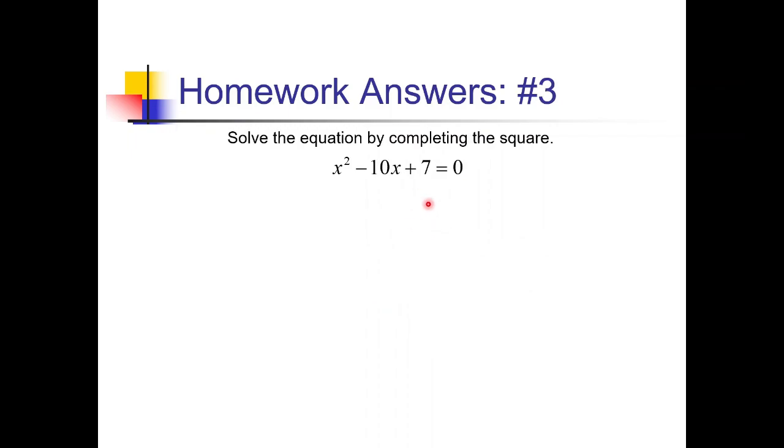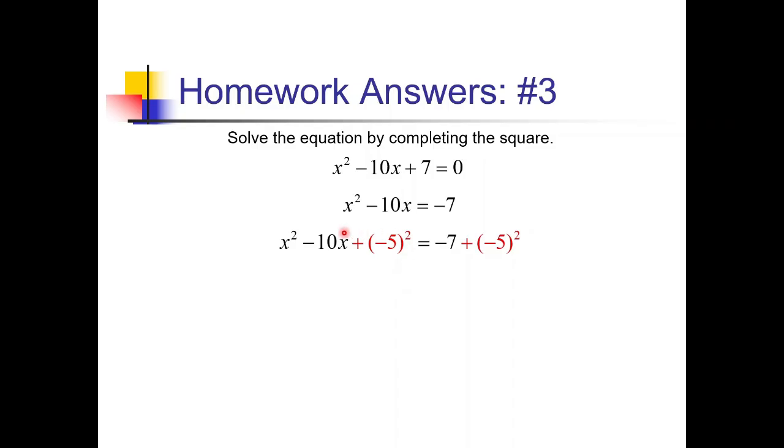To solve this equation by completing the square, I have to first clear this 7 out, so I leave room for a constant that I'm going to add in later. So let me subtract that to the other side. And now for the actual completing the square part, we take half of our b value, which is this negative 10, so half of that, negative 5, square that and add that to both sides.